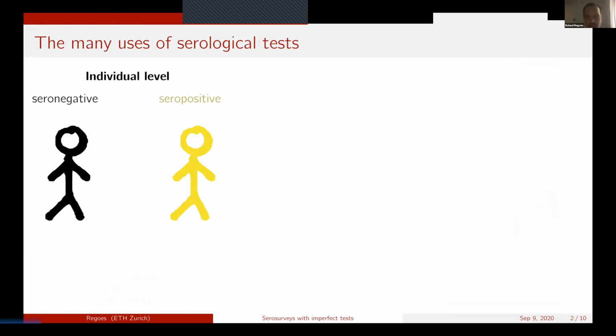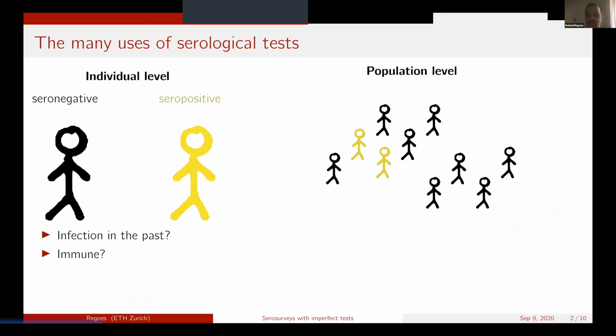On the individual level, you may use them to answer whether a person has been infected in the past, or you might wonder whether the person is immune now. These are two distinct questions. But on the population level, that is more interesting to us, you can ask analogous questions. One is about the cumulative incidence. So how many people have been infected so far? The other one would be about herd immunity. Is the population at a stage where the epidemic would be self-limiting? So here I talk about herd immunity as a state of the population, not about a strategy.